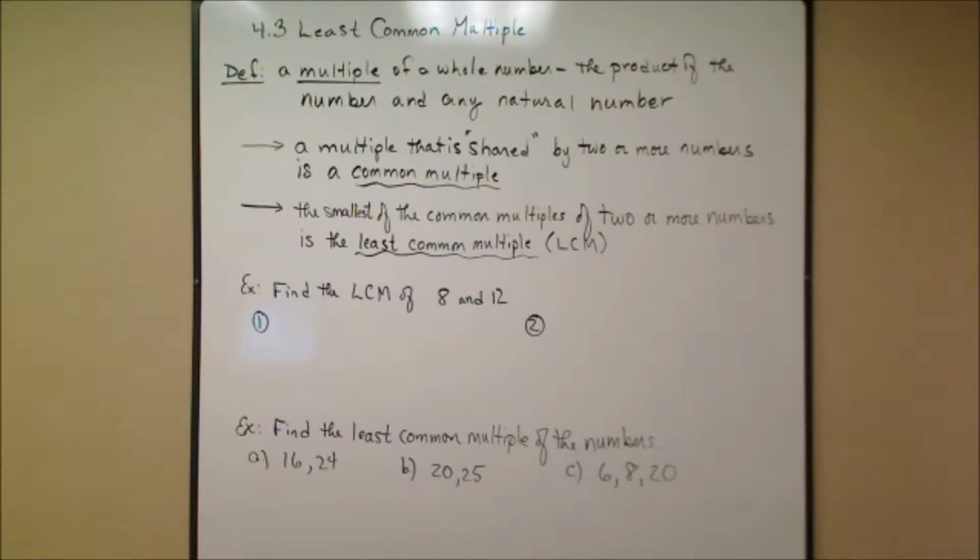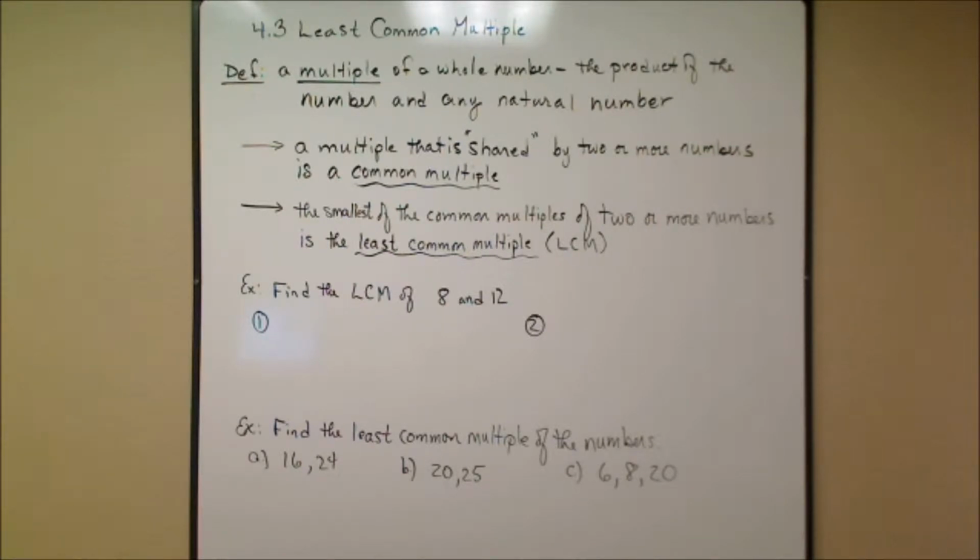All right, if you have a couple of numbers, we'll talk about multiples being shared. A multiple that is shared by two or more numbers is called a common multiple. And the smallest of any common multiple of two or more numbers is what we call the least common multiple, or the LCM. That's kind of like the least common denominator. I'll talk about that in just a little bit. But right now we're just going to call it the least common multiple.